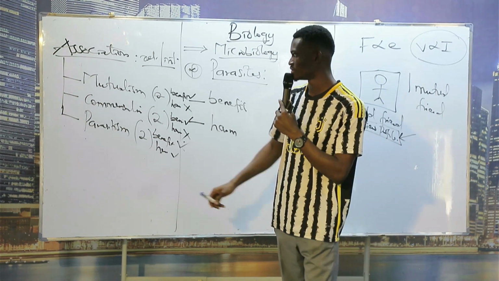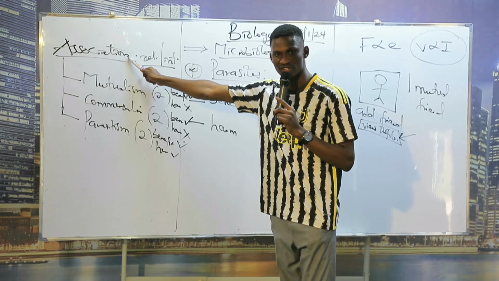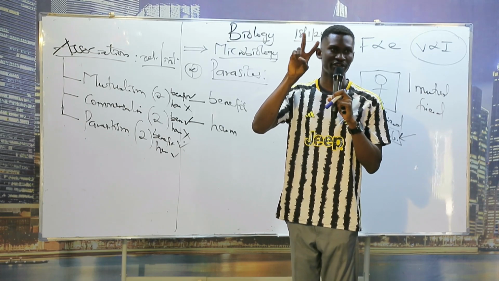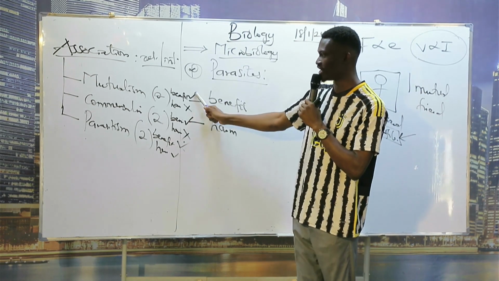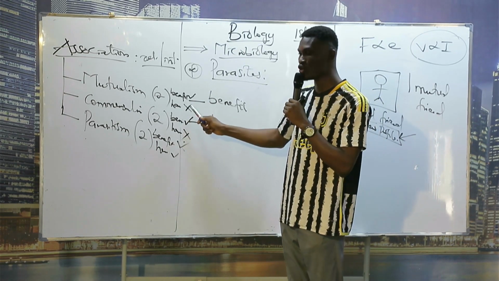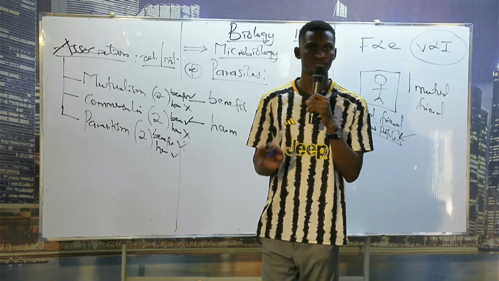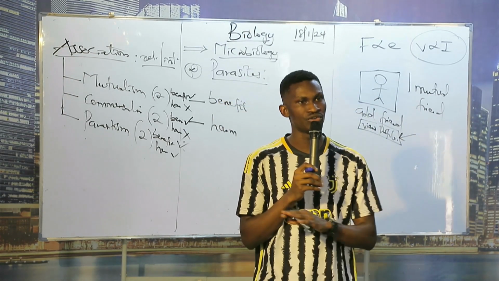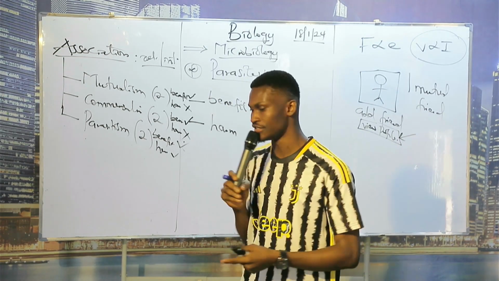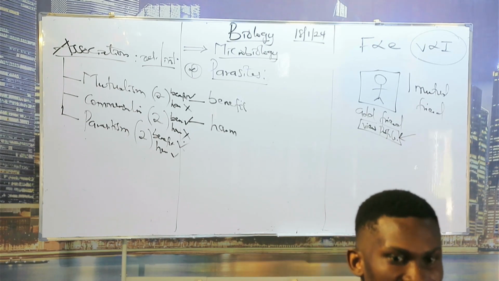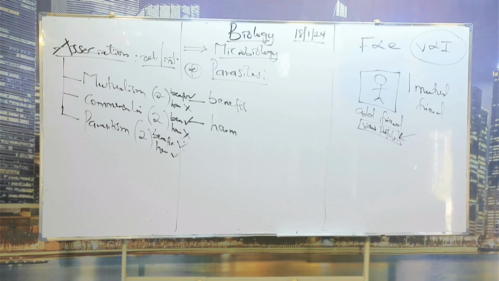Now, what is mutualism? This is a kind of association whereby the organisms that are involved are how many? Two. Where the two benefit and no harm is caused. That's mutualism. Commensalism is a kind of association whereby one organism benefits, the other one does not benefit, and no harm is caused.